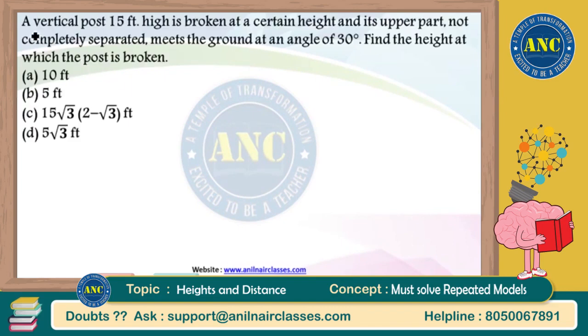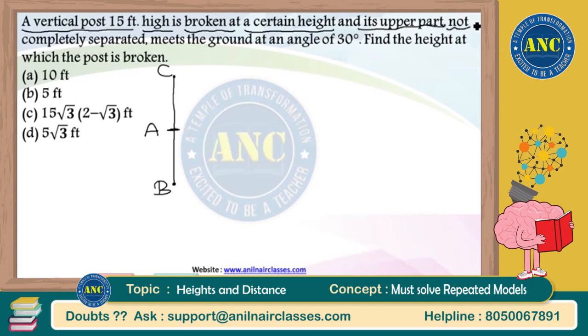Next question, if you observe: a vertical post 15 meters high is broken at a certain height. That means there is a vertical post. I will call this vertical post BC. This entire BC value is 15 meters high. It is broken at a certain height. It is broken at this point, for example. The point at which it broke, I will call A. That lower part is AB, and its upper part is nothing but AC.